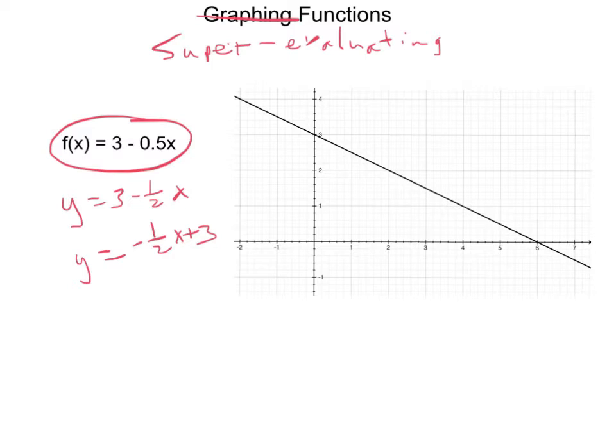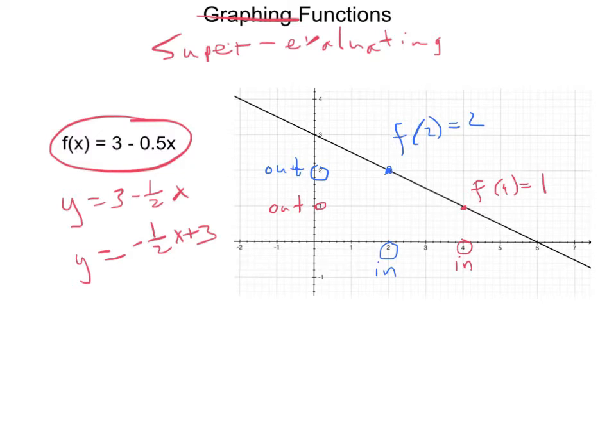When you look at this graph, what does this point right here mean? To me, this point means that if you plug in 2, you get out 2. That point right there means that f of 2 equals 2. What does this point right here mean? It means that when you plug in 4, you get out 1. It means that f of 4 equals 1.